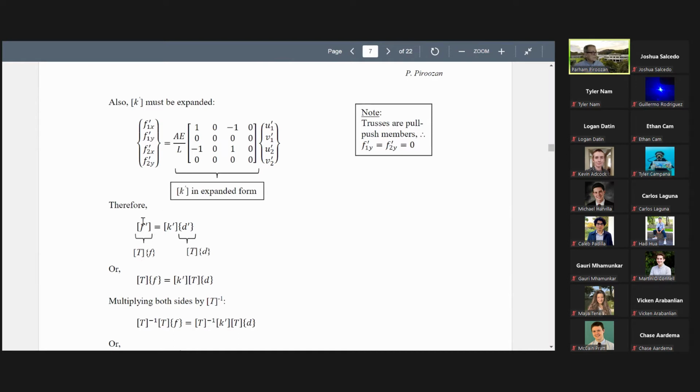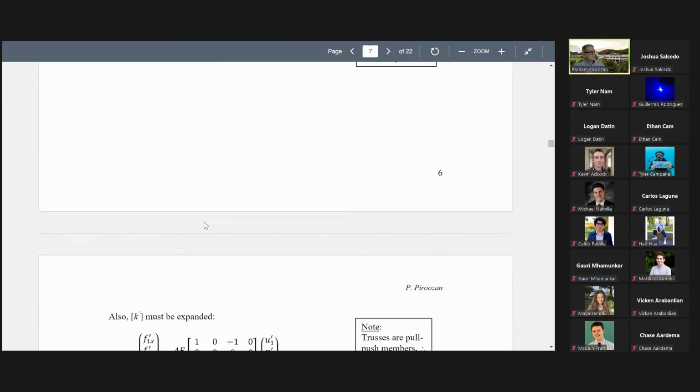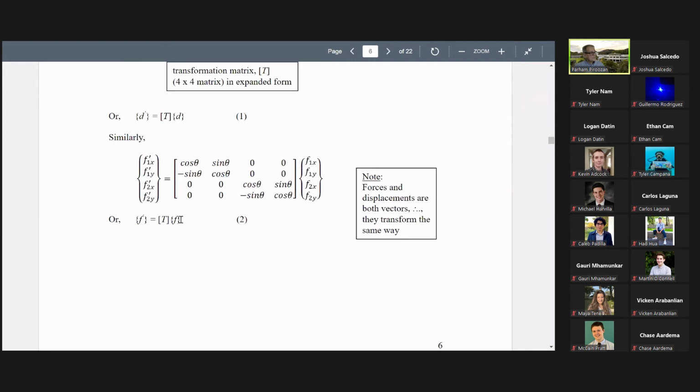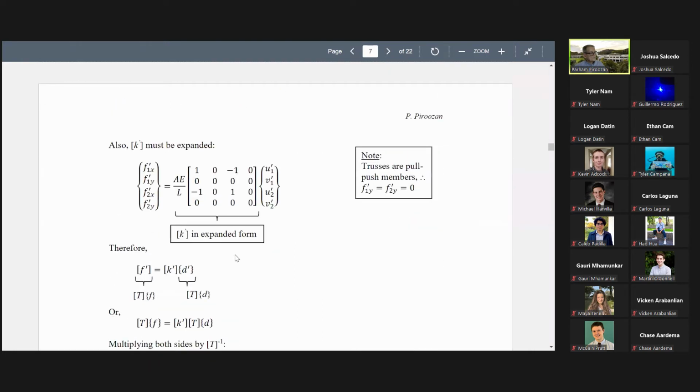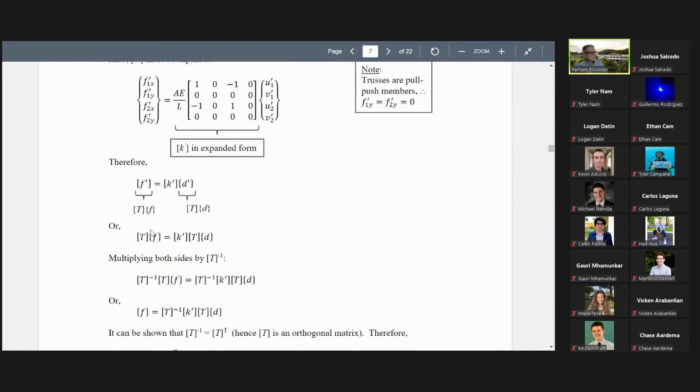So we can write this as f prime. This is our f prime is equal to k prime times d prime. Now it's time to switch them to without primes. Replace f prime with tf. That's what we did here. F prime is tf. Substitute for this tf. This is k prime. D prime, substitute again td.